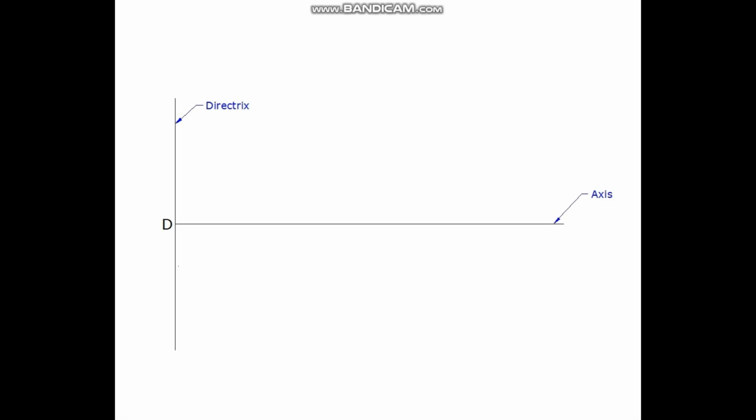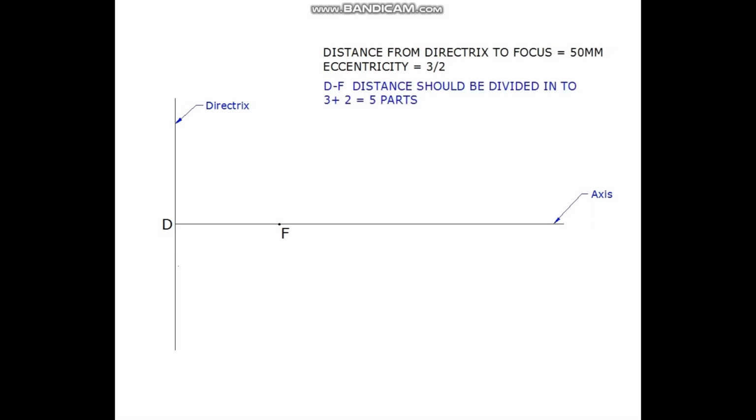In this example, we are taking the distance of the focus from the directrix as 50 mm and the eccentricity ratio as 3/2. Since the focus distance is 50 mm, a 50 mm distance is marked on the axis from point D. This point is F, the focus. By adding the numerator and denominator of the eccentricity ratio, that is 3 plus 2 equals 5, the focus distance DF should be divided into 5 equal parts.